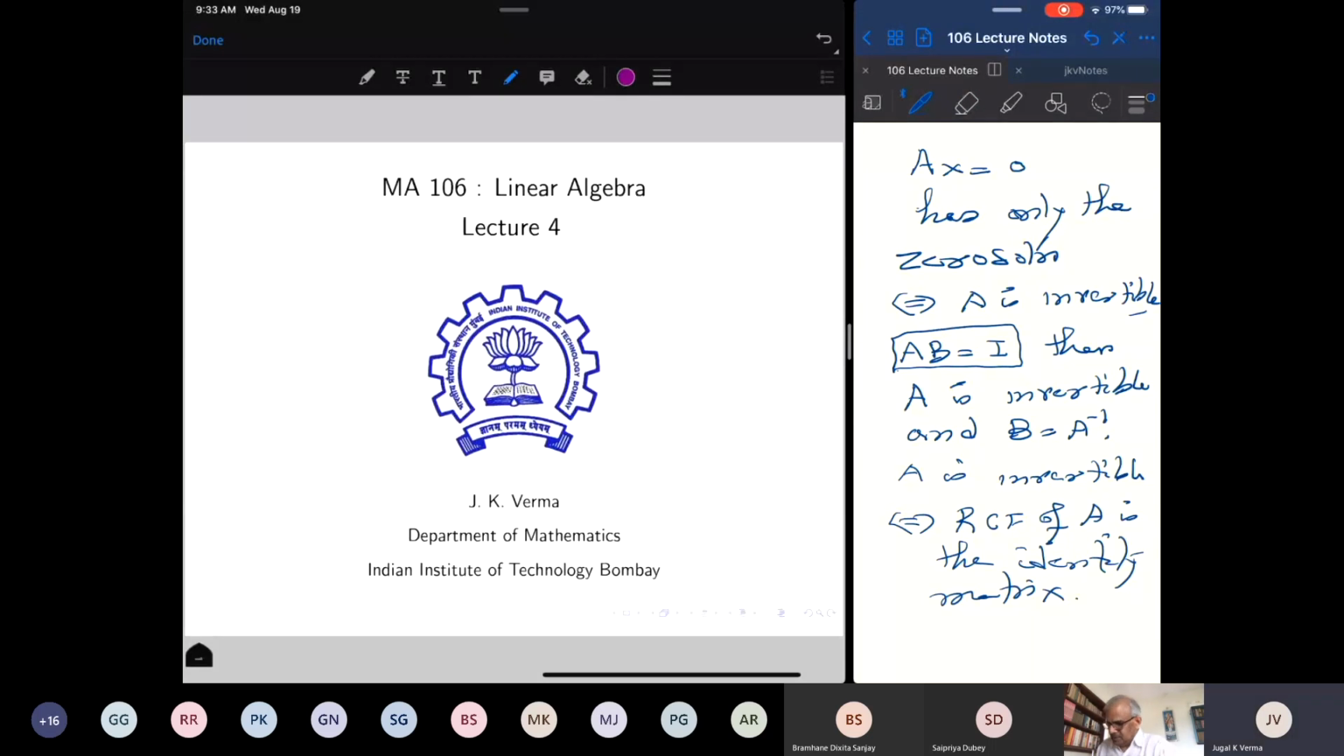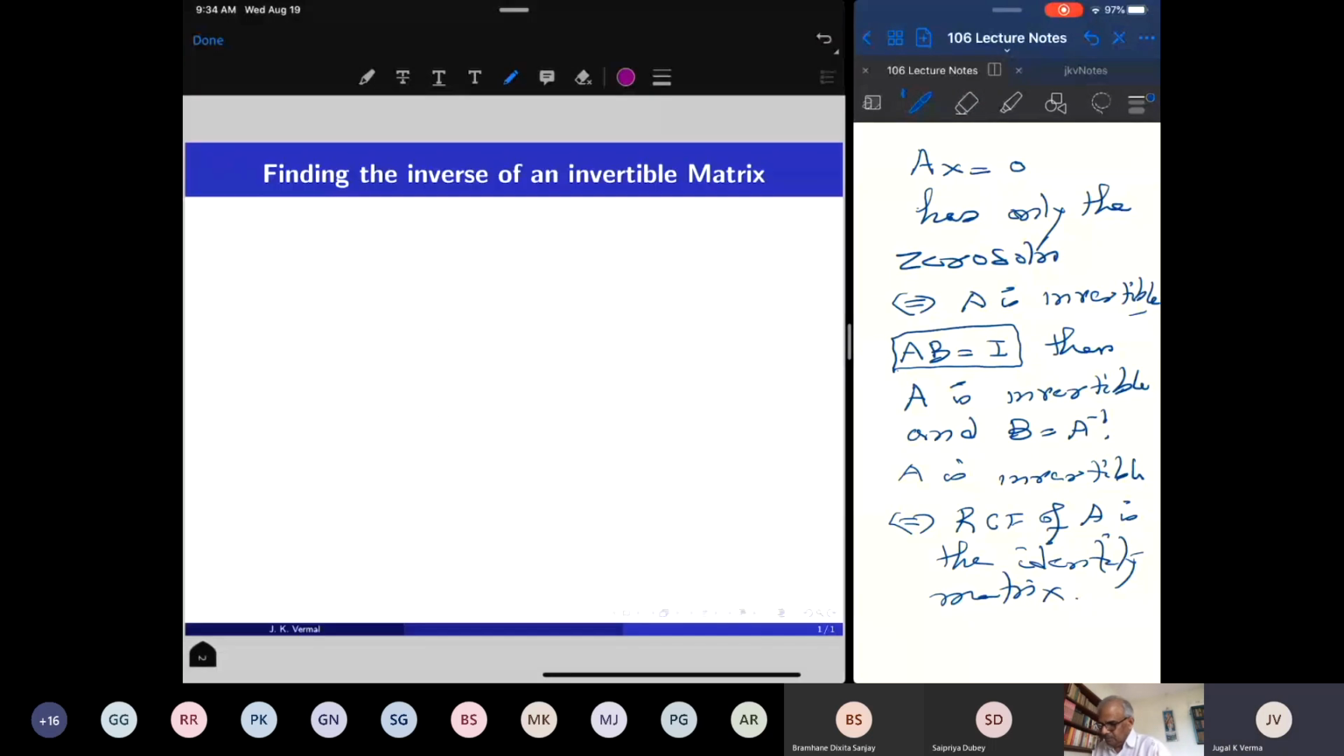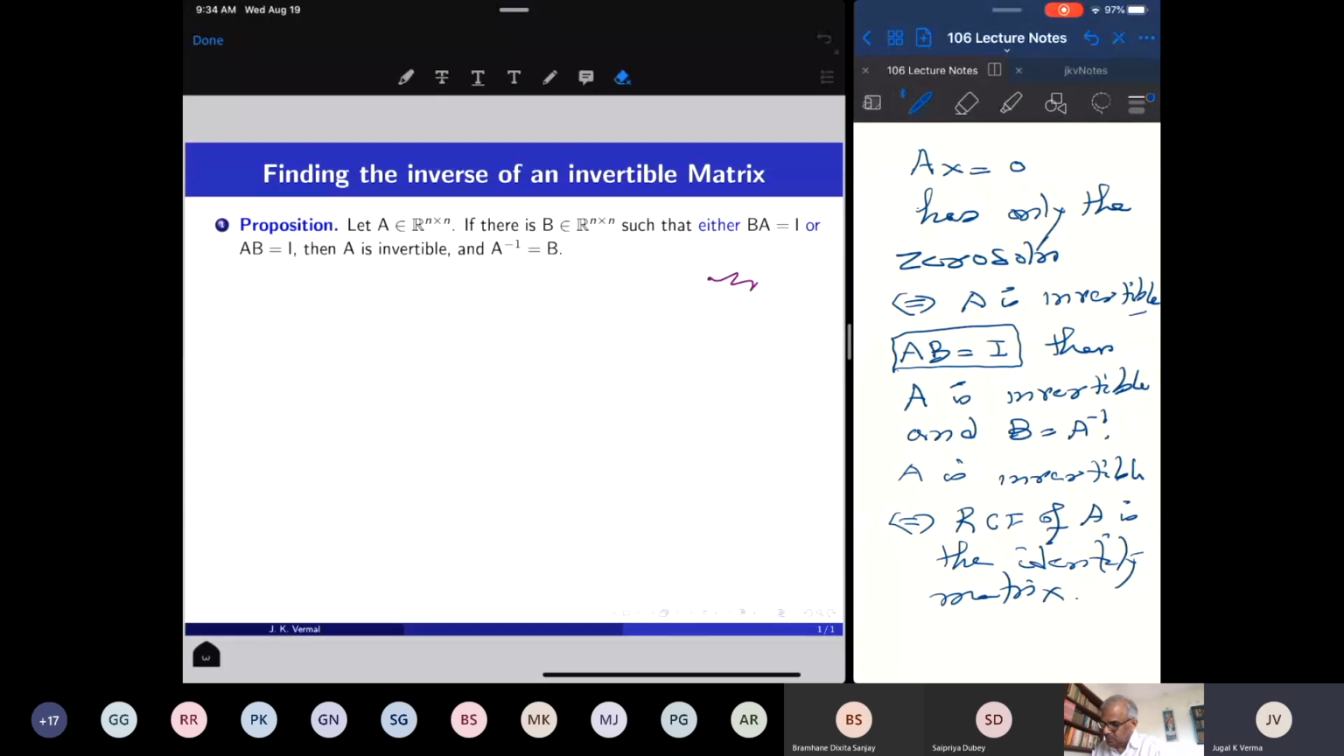Okay. So let us continue further discussion on invertible matrices. Right. So suppose we have a square matrix of size n by n, and there is a B so that either BA is identity or AB is identity. Then A is invertible and A inverse is B. If A times B is invertible, then both A and B are invertible.